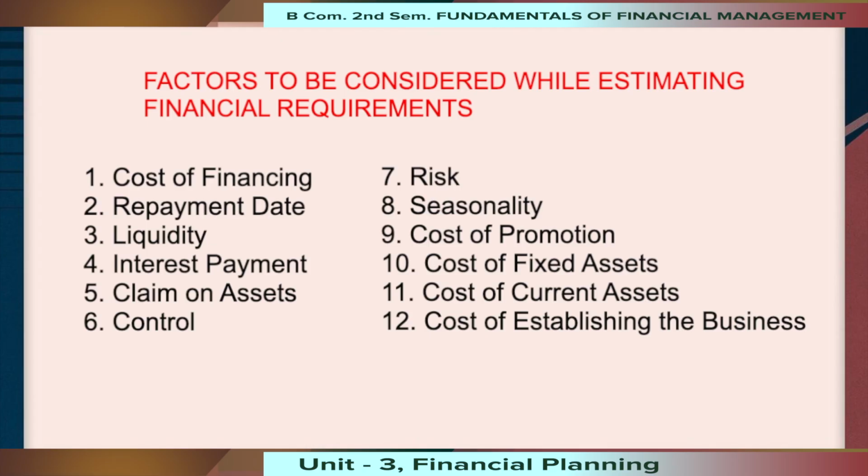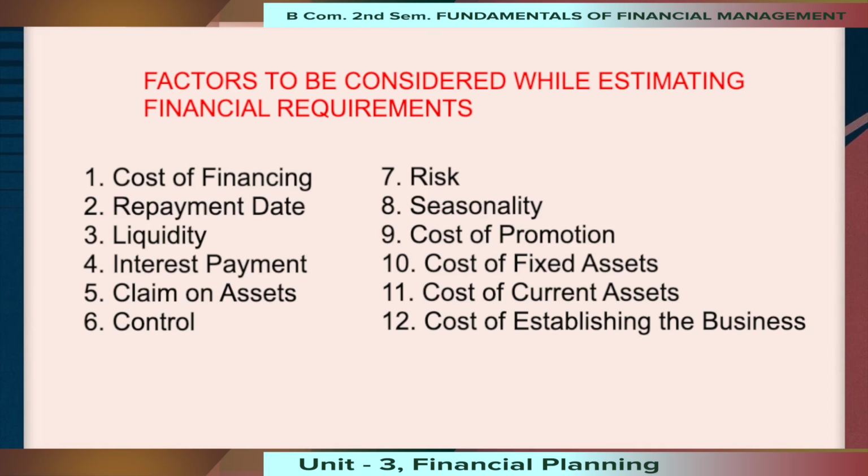The fourth one is interest payment. Interest payment should be the minimum. And next one is claim on assets. The borrowings of the concern may result in a charge on its assets. The next one is control. The capital structure of a concern should ensure that control does not pass into the hands of outsiders. The most important factor to be considered is risk. It is better not to launch risky projects when equity finance is not available to the desired extent.